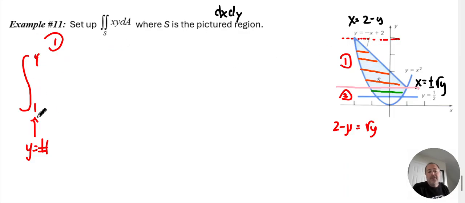So remember, that's the first thing you do: the constants are on the outside. Then we're going to look at the equation. So this is going to be x is equal to the equations. Since we're doing this in a region 2, it's always going to be the right curve minus our left curve.